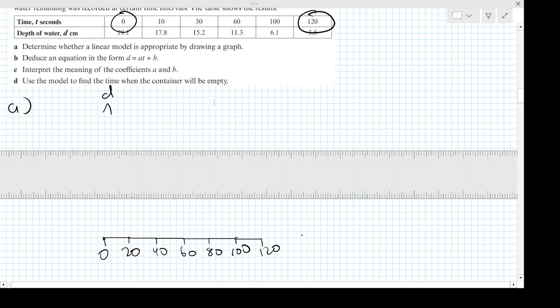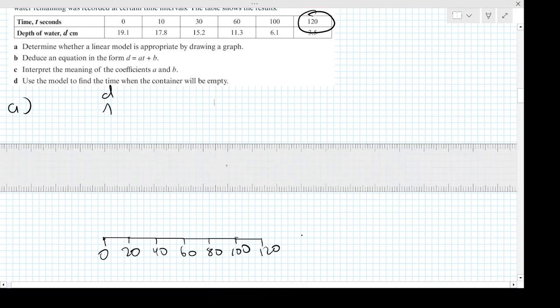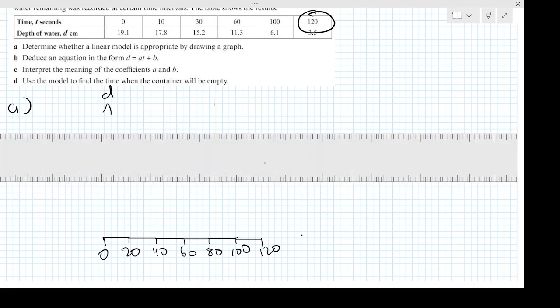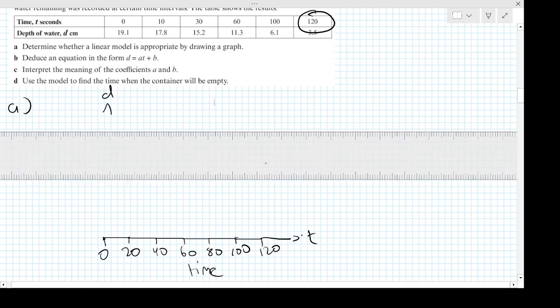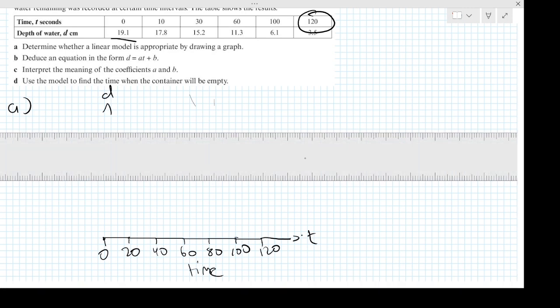Obviously you can do your own scale, really, as long as it's sensible and you include all the data, then I guess it's not a big deal. But that's the scale I will go with. Hope I've done that right. Yeah, it looks like 4 boxes each way. So that'll be the t-axis, where t is time, so that'd be time down here. Cool. Then I'm going to do the same for the depth now, which is d.